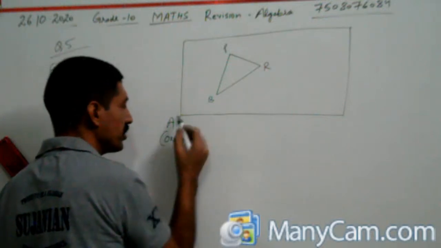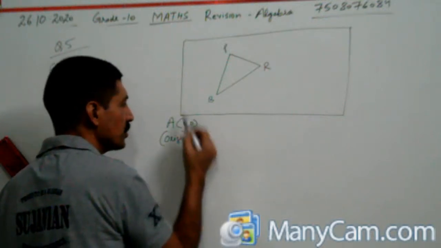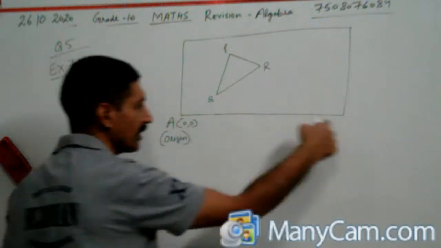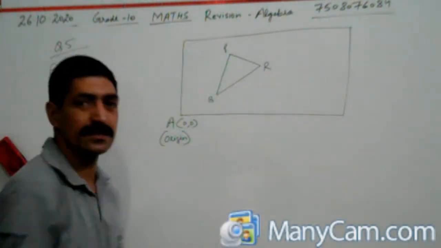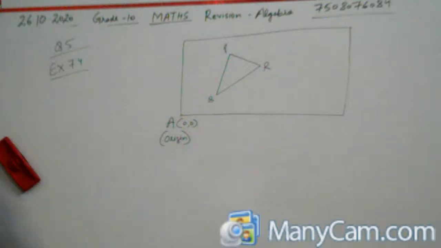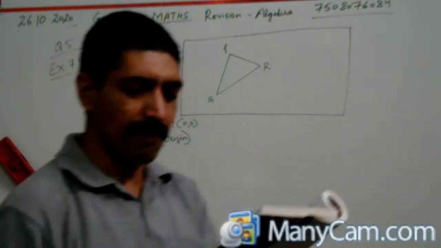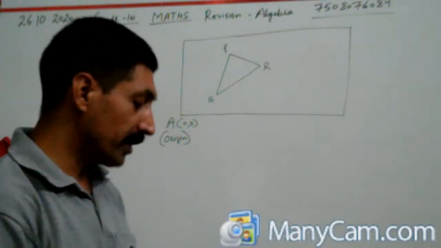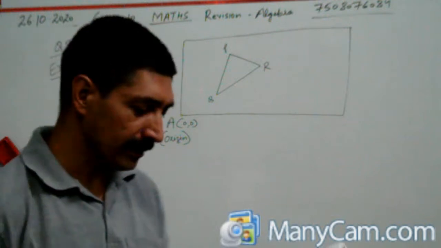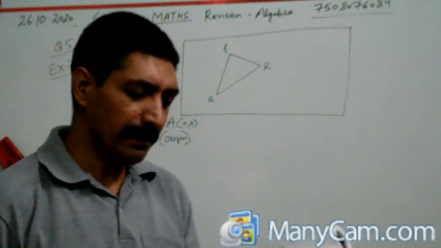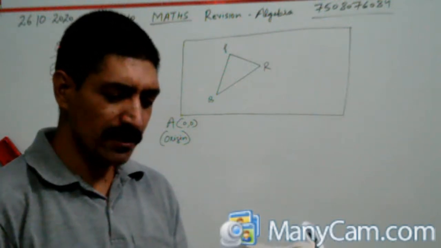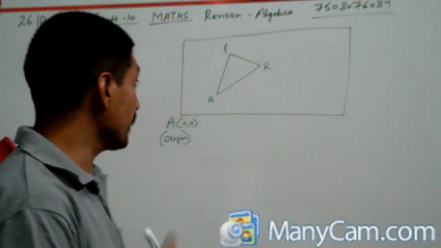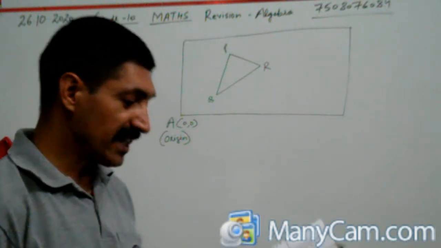We know the coordinates of the origin are 0, 0. This is horizontal, that is the x-axis, and the y-axis. Now we have to find the coordinates of the vertices of the triangle. One more part: what will be the coordinates of the vertices of triangle PQR if C is the origin?